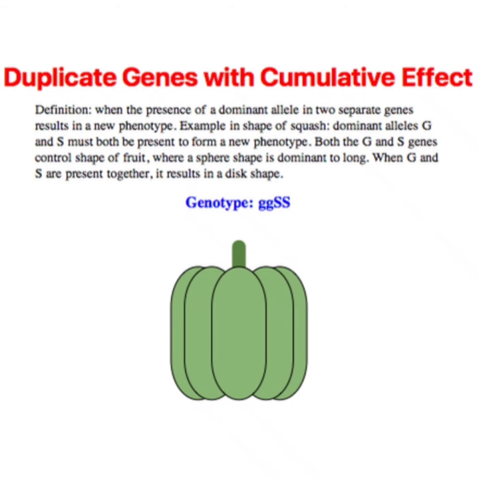Here you can see the duplicate genes with cumulative effect in squash, where the presence of a dominant allele in two separate genes results in a new phenotype. For example, in the shape of a squash, dominant alleles capital G and capital S must both be present to form a new phenotype. Both the capital G and capital S genes control the shape of the fruit, where a sphere shape is dominant to long. When capital G and capital S are present together, it results in a disc-shaped fruit. The genotype small g, capital S, the fruit is shown below.